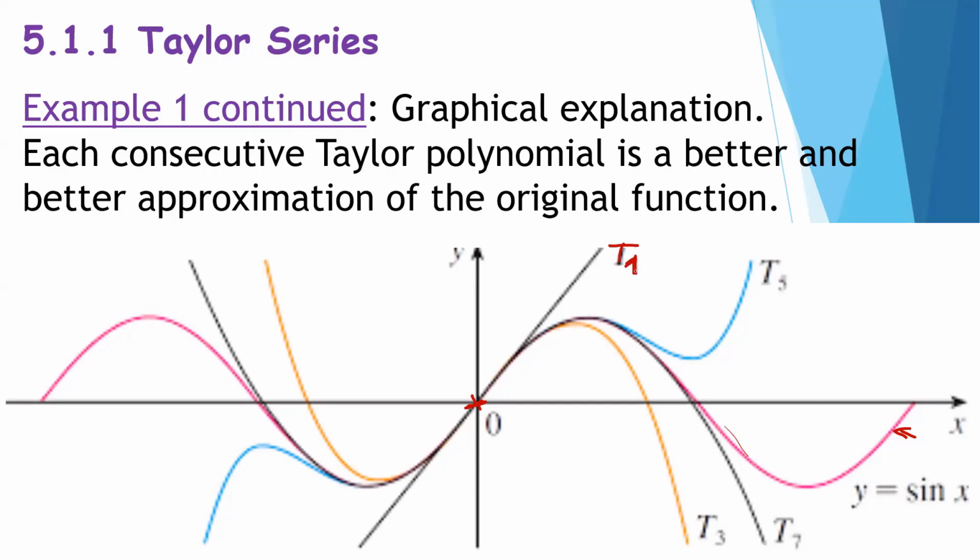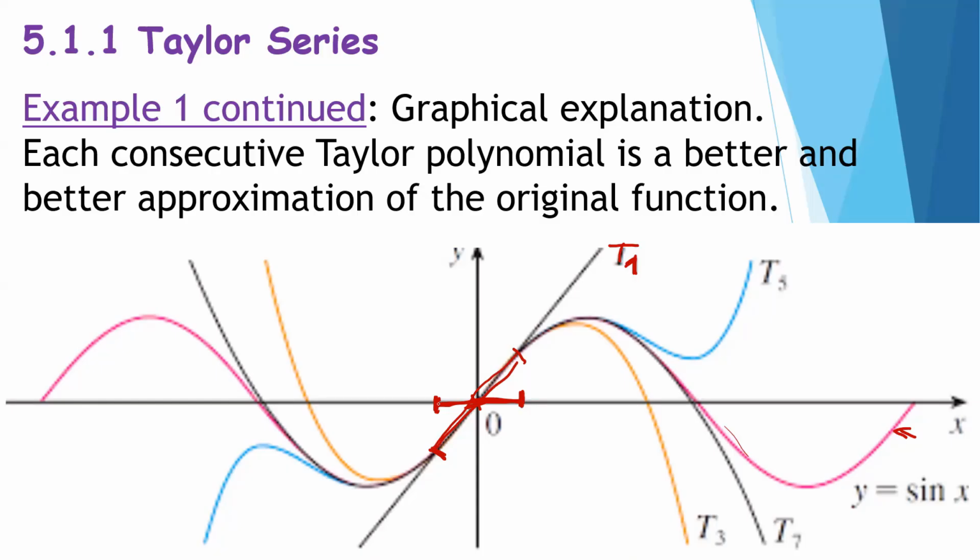So T1, the Taylor polynomial of degree 1. It's an equation of a line. Here you see that you have a good approximation in this neighborhood. So here you will have a good approximation of the function sine by a polynomial of degree 1 close to 0.